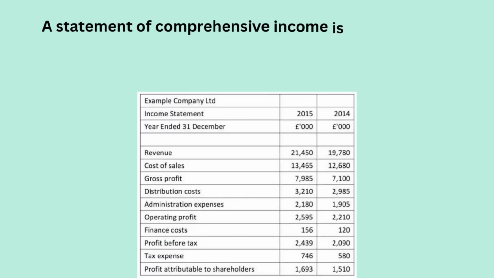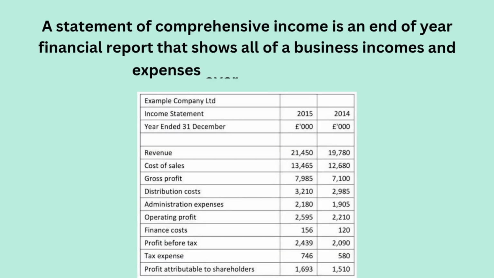A statement of comprehensive income is an end-of-year financial report that shows all of a business's incomes and expenses over a certain period. This is usually 12 months. It contains all types of profit.